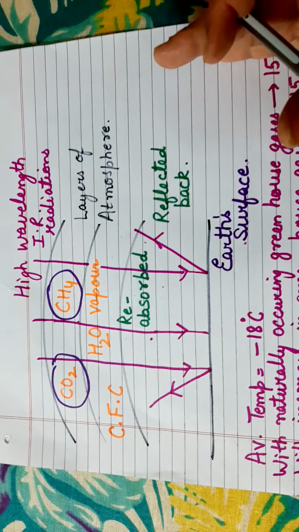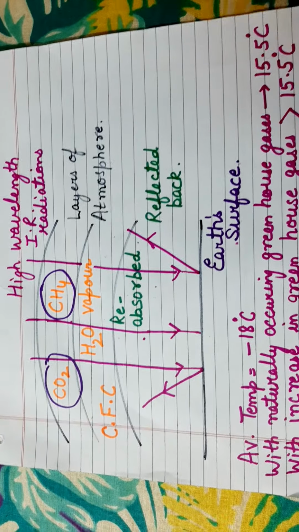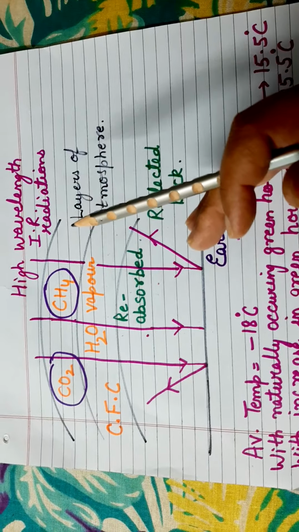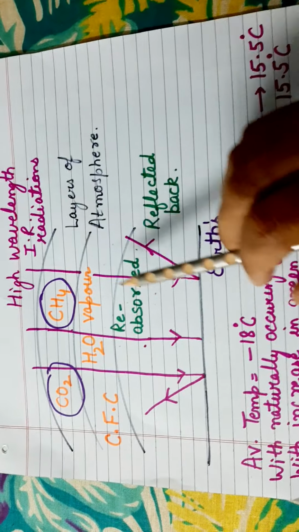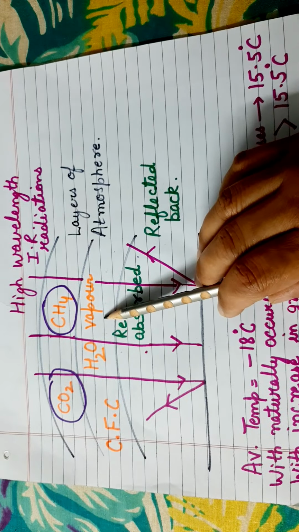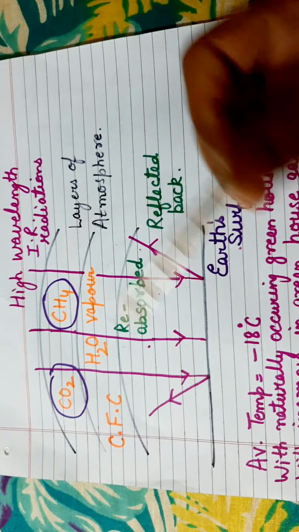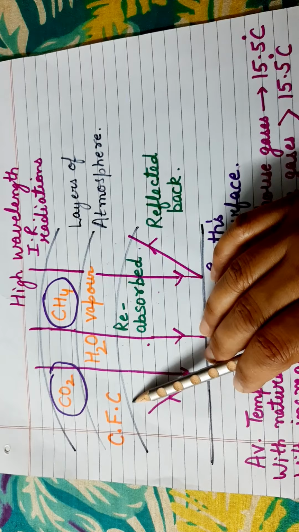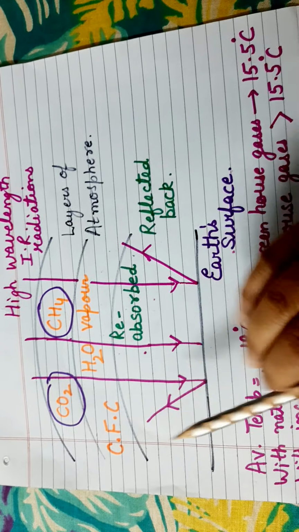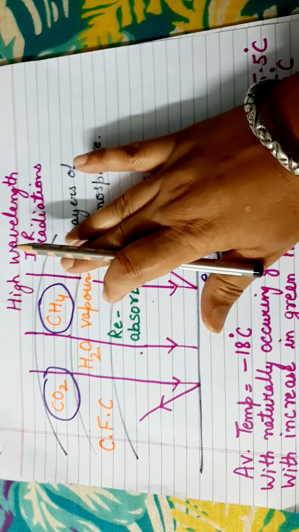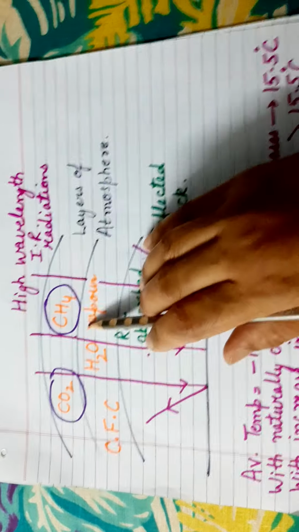They are man-made activities, like when we burn fuels, decomposition of certain substances occurs which liberates methane. Even due to the heating of the water bodies, water vapor is given out. And when we use refrigerators and ACs, chlorofluorocarbons are emitted. These gases are known as the greenhouse gases.